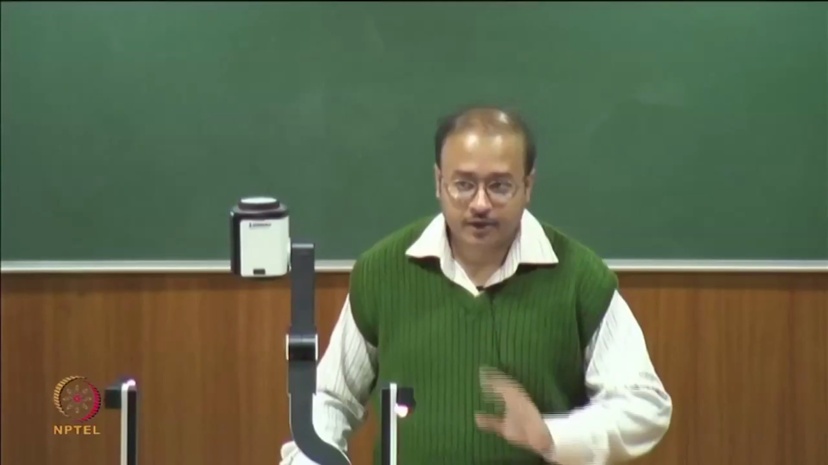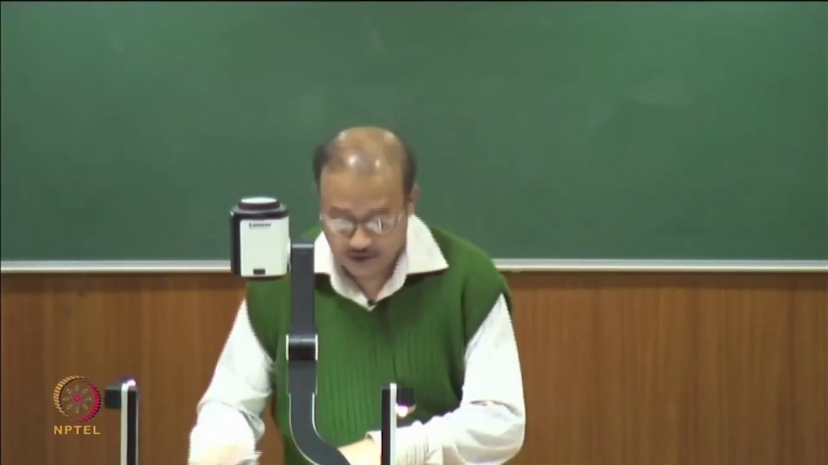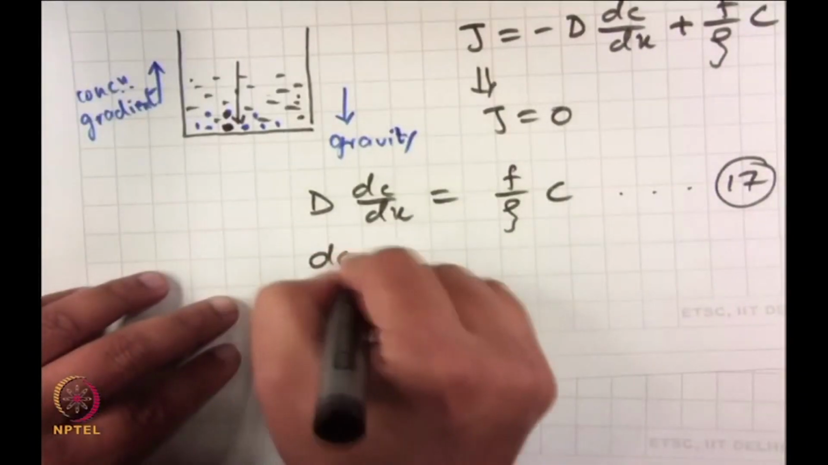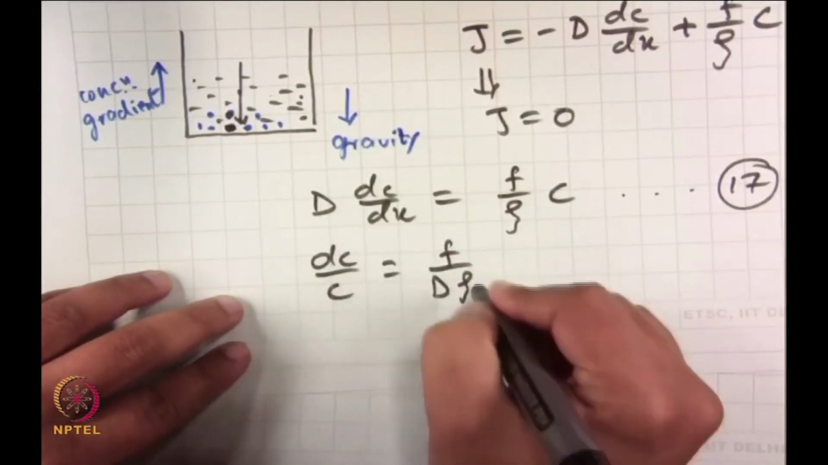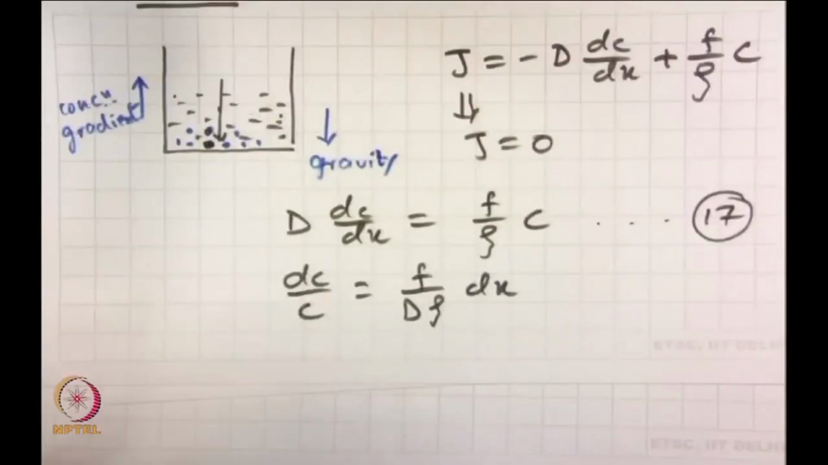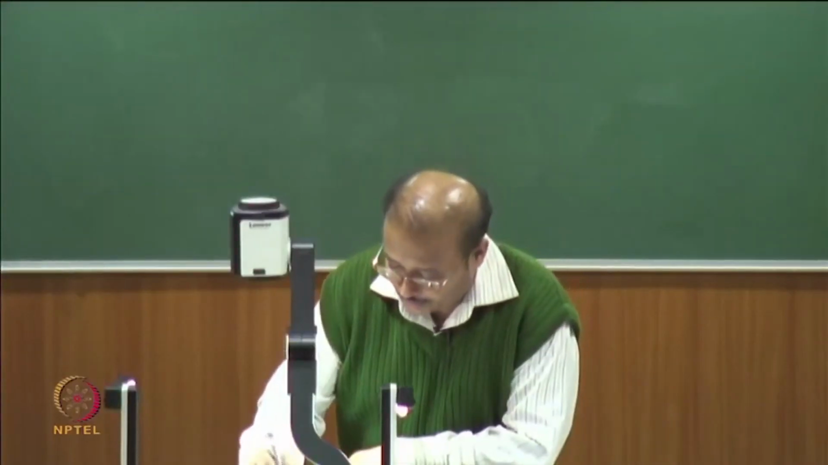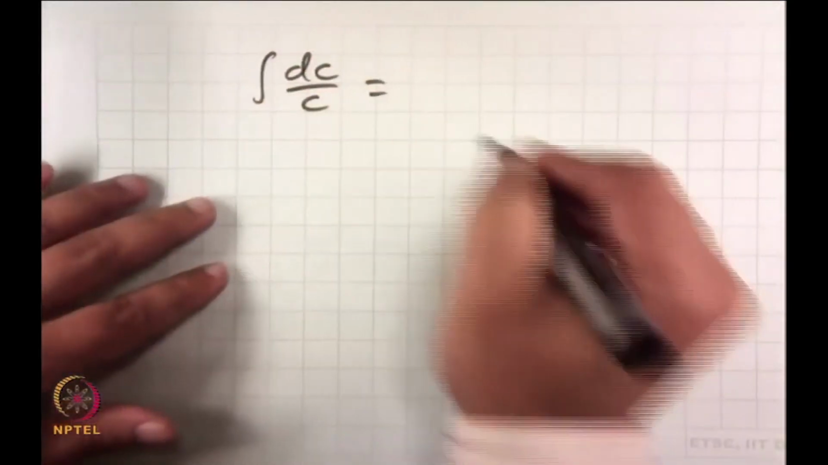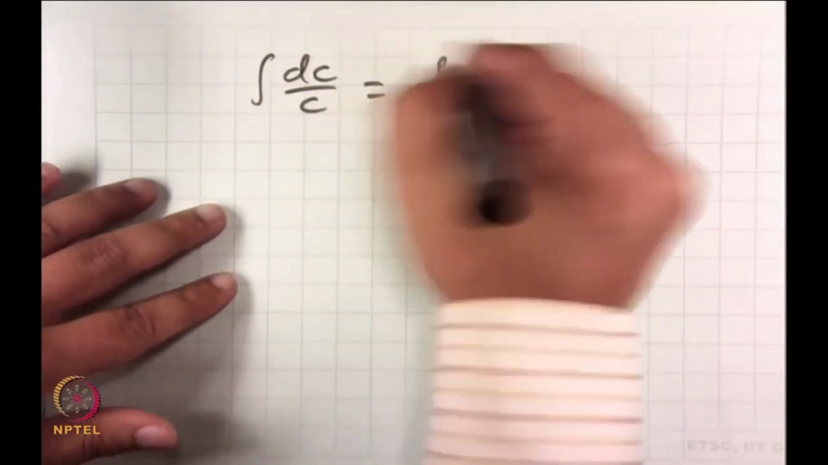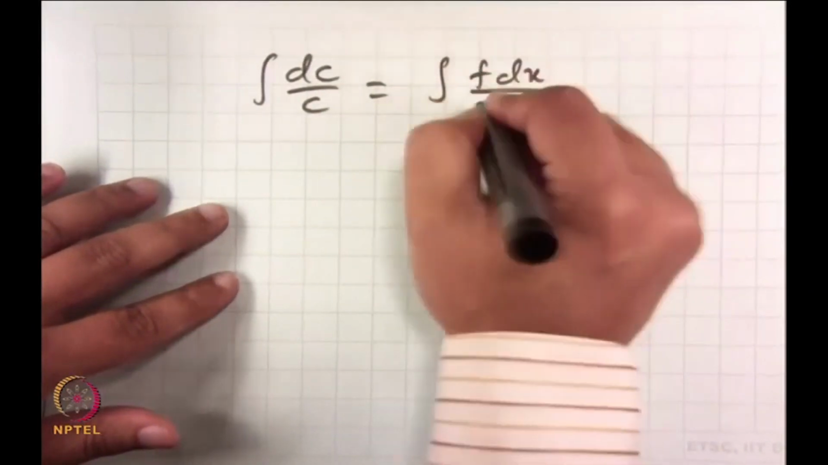See, now we have a very simple integration. What we can do now is dC over C is equal to f by d xi then dx. Okay. Now, we will integrate this, but we will include something. So, what I will do is I will write dC over C is equal to integral f dx over d xi.